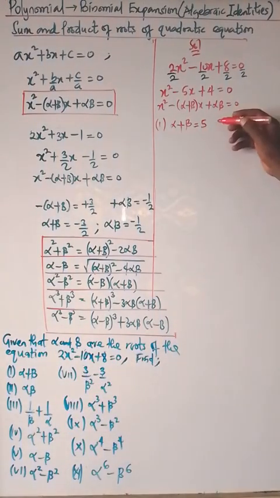Very quick. Second part, we are looking for alpha beta. That's the product. What's the product straight here? 4. As you can see, very simple. I told you math is very simple.